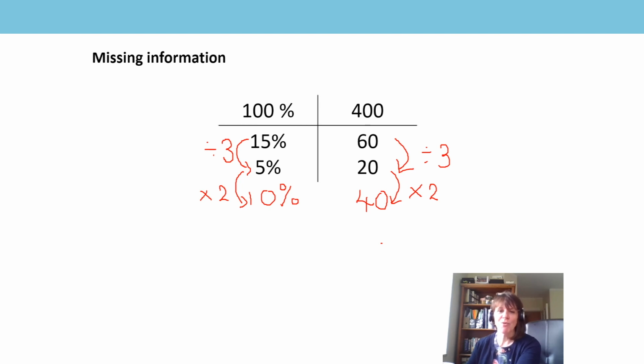Ratio charts are all about that multiplicative relationship. And I know that if I've divided by 3 here, I need to divide this value by 3. And likewise, when I've multiplied by 2, I multiply this by 2. It's all coming back to me when I looked at equivalent fractions. It's a similar thing that's going on here with this particular ratio chart.